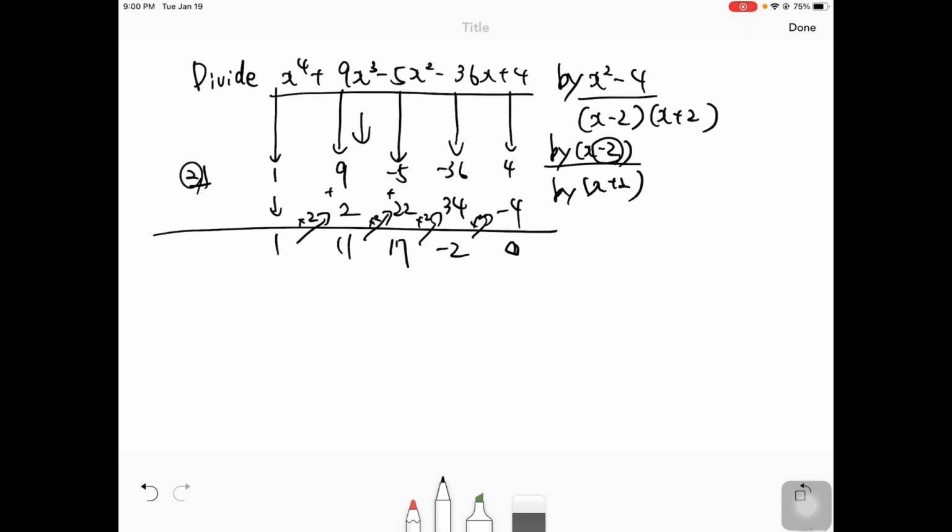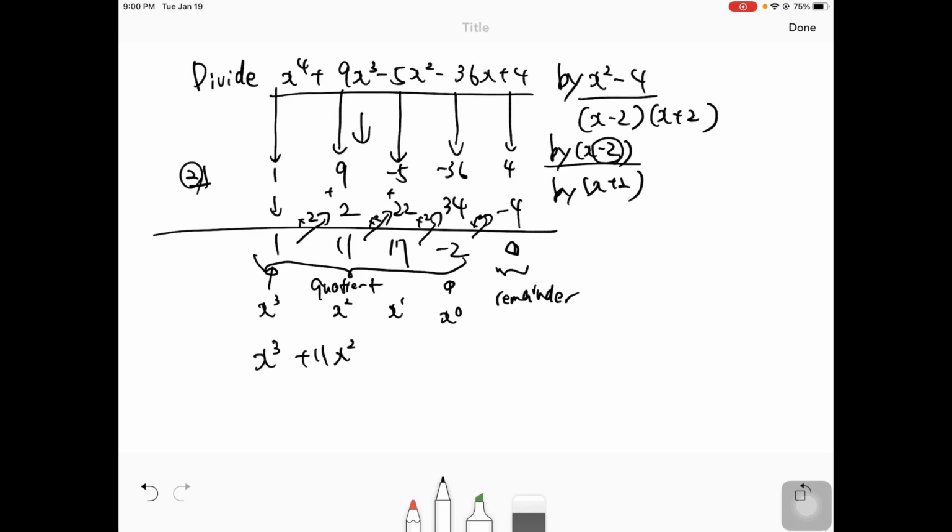So this one is the remainder, and this one is the quotient, and this one is a degree of 0. This one is degree of 1, degree of 2, degree of 3. So the quotient is x cubed plus 11x squared plus 17x negative 2. Okay.